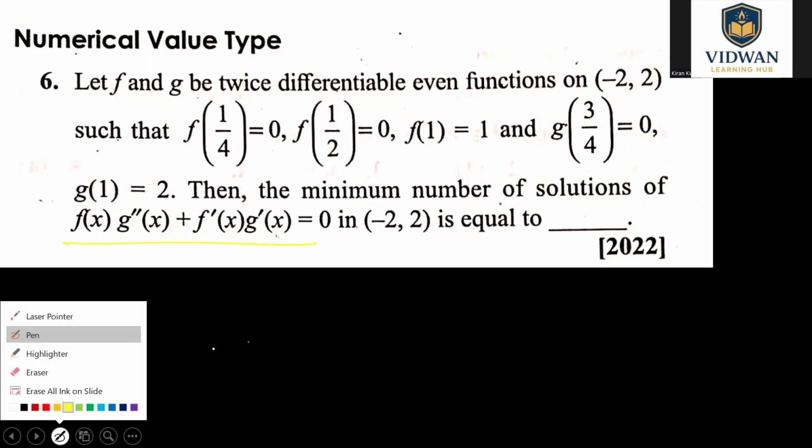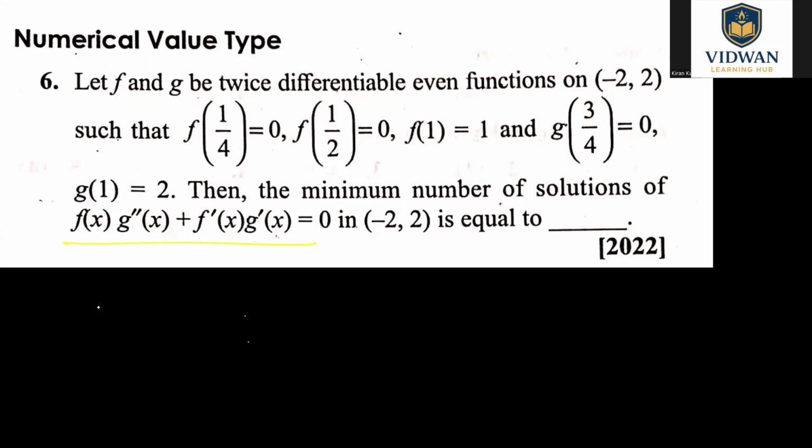So if you carefully observe this equation, this can be written as d by dx of f of x into g dash x. So when you apply uv for this, you will get f of x g double dash x plus f dash x g dash x. So when you apply d by dx of uv for this function, you are going to get this result. So this is nothing but d by dx of this function is equal to 0.